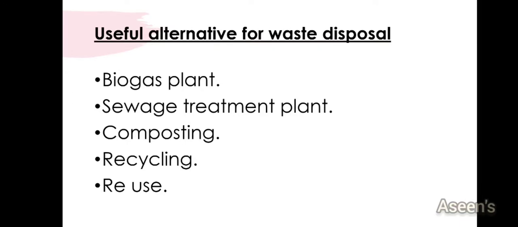Then the sewage treatment plant. This is where all the sewage, drainage water and whatever waste we get is subjected to this plant, where all the waste is collected, the decaying matter is separated and the water is purified. Next, composting. This is a very simple method where you can just store all your biodegradable waste along with soil, forget it for a few days, and then it becomes a very good fertilizer for your plants. So you'll be using something which is waste and getting benefit out of it. So that is for your biodegradable waste.